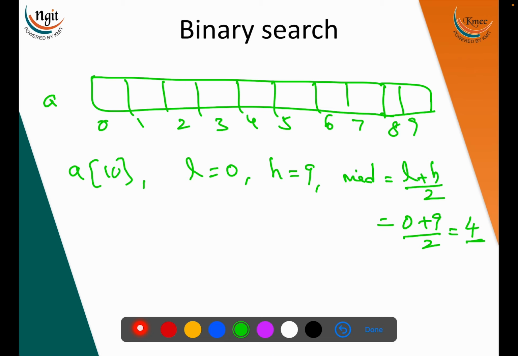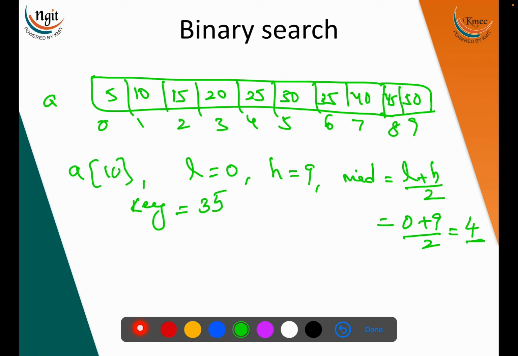Now I'm assuming some elements here: 5, 10, 15, 20, 25, 30, 35, 40, 45, 50. In the previous video itself, we discussed that the array we are taking should be in sorted fashion, non-decreasing order. Now my key element also I have to tell, right? Let us assume that I want to take 35 as the key.